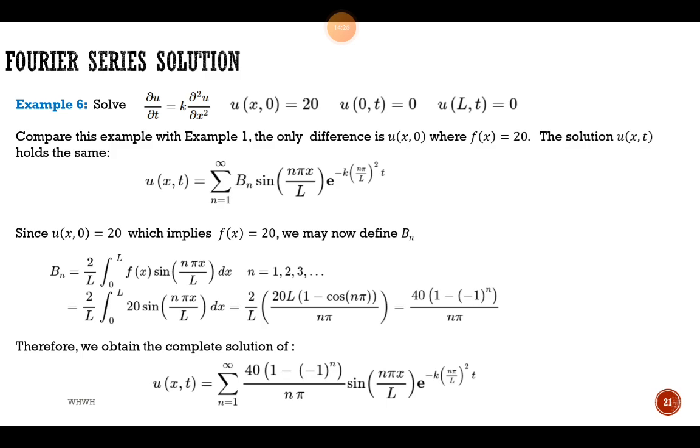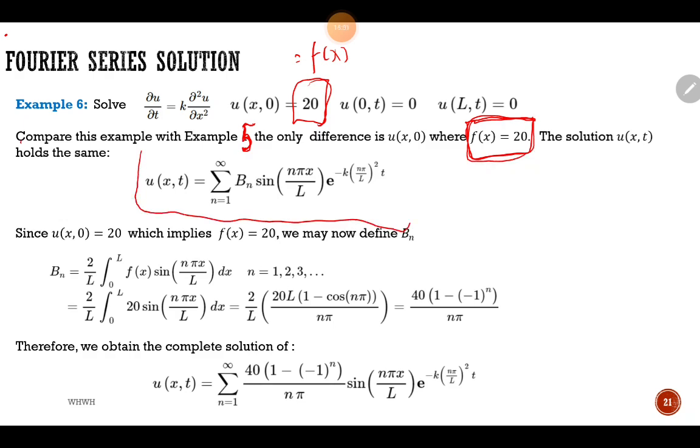Okay, we have this example 6. Okay, if you use this one in this example 6, okay, bukan example 6 ni, example 5 tadi, example 5, sorry, example 5 the only difference is u at 0 is equals to 20. Tadi kan u at 0 is equals to fx, so in this case maksudnya kita punya fx is equals to 20. Okay, we want to find this solution.